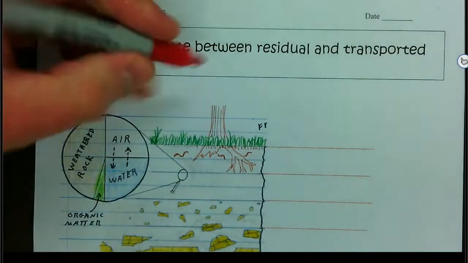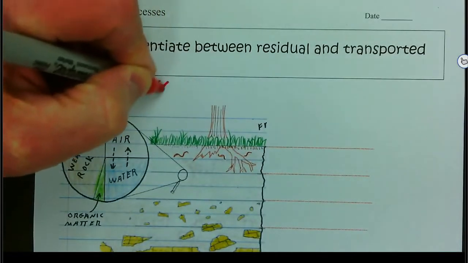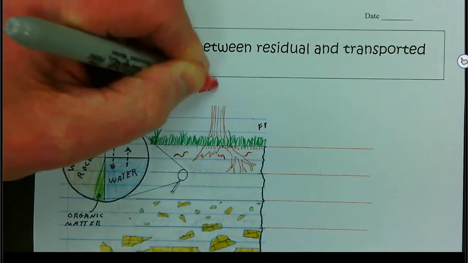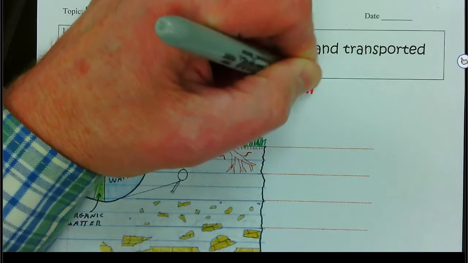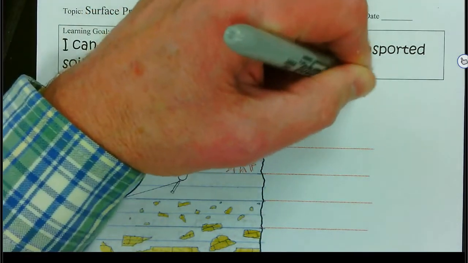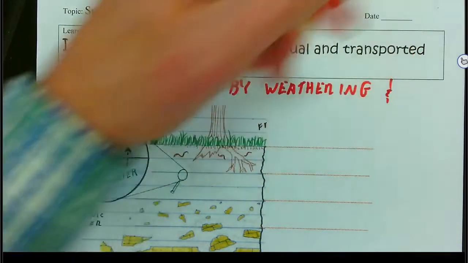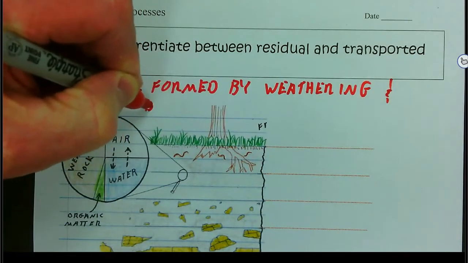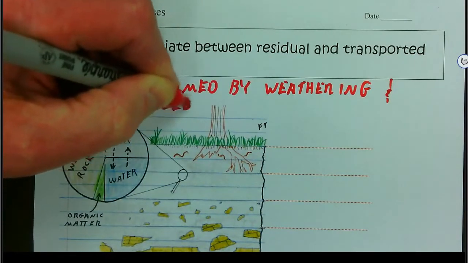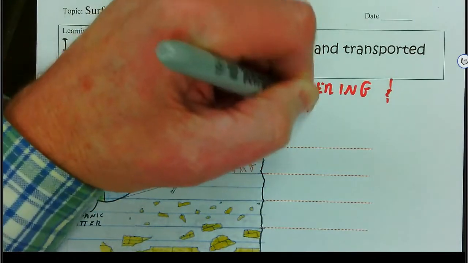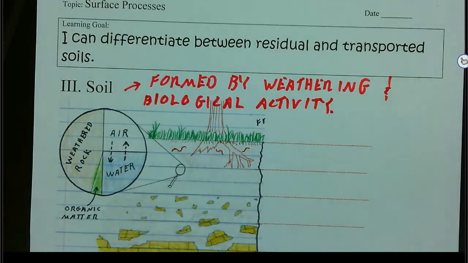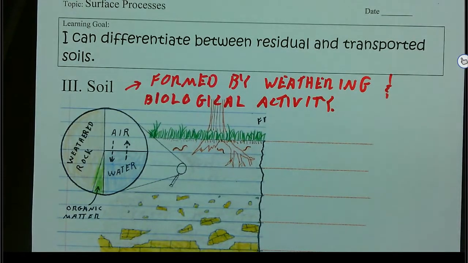So soil, it's formed by weathering and biological activity. That's what's going to create our soil.